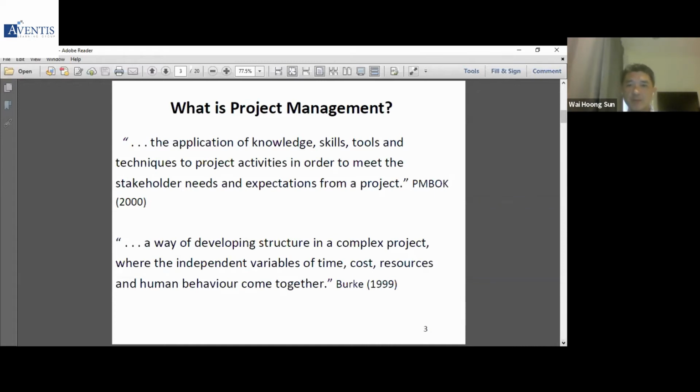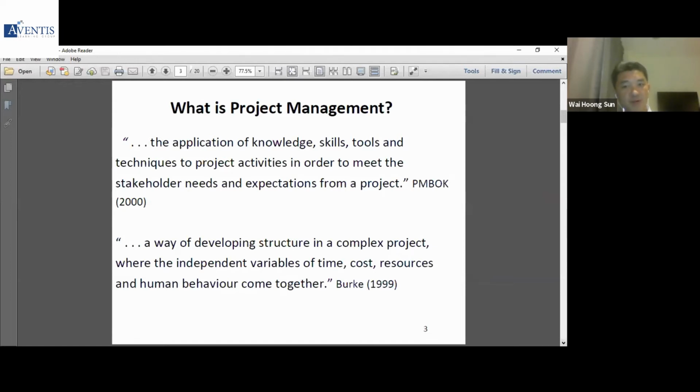So projects are usually quite complex. So we use project management to develop a structure, right, where independent variables of time, cost, and resources and human behavior come together. So again, we see out of the three, time, cost, and scope, we see two here, time and cost.